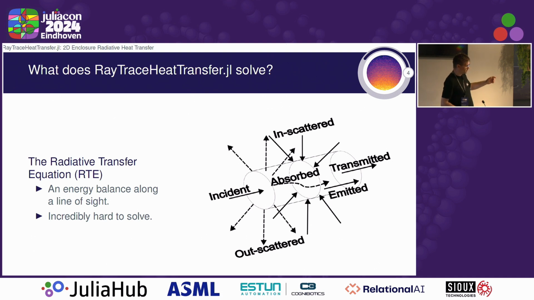But the thing that makes it complicated is that all possible paths for the rays are coupled. So that's why it's an integral equation. And it's incredibly hard to solve, at least for general domains.